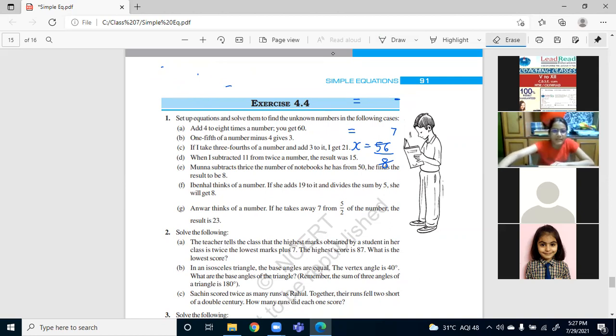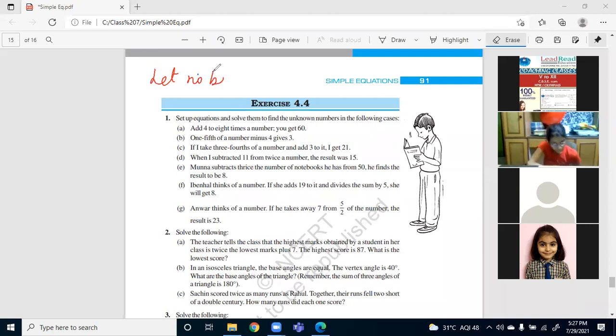1/5 of the number minus 4 gives me 3. So how will we do this question? In the question it is given 1/5 of the number. So firstly we will write, let the number be x. Then we will write ATQ. ATQ means according to question.